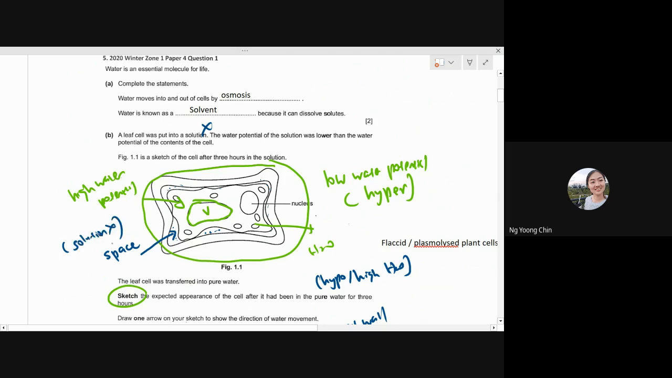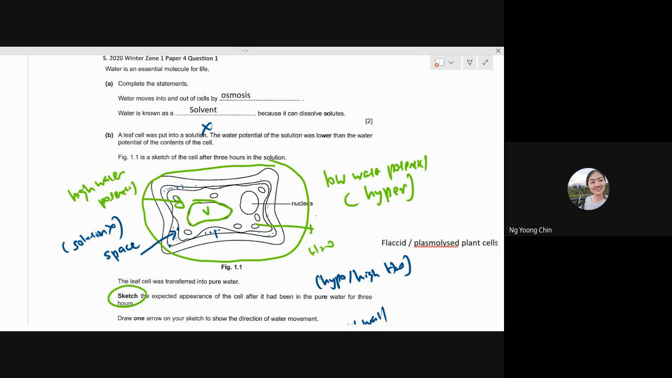Why? Because the outside is surrounded by solution X, right? This flaccid plant cell is immersed in solution X. So if there's a space between the cell membrane and the cell wall, solution X is able to diffuse through the cell wall and enter into the space. So this space is filled with solution X. If the question comes out this way, this is your answer.